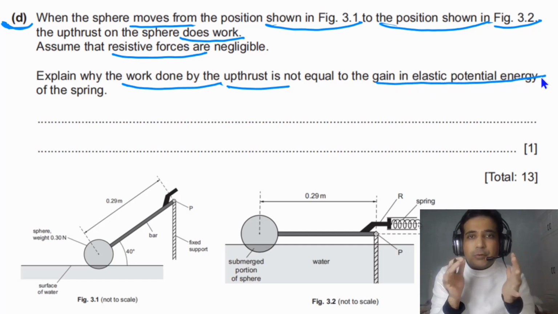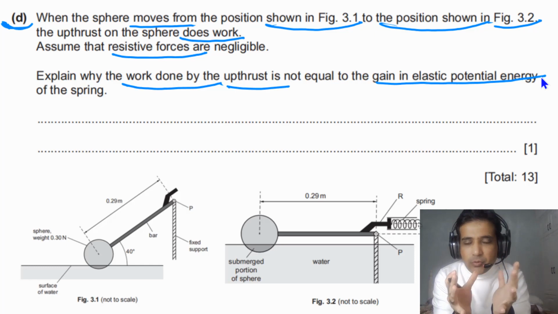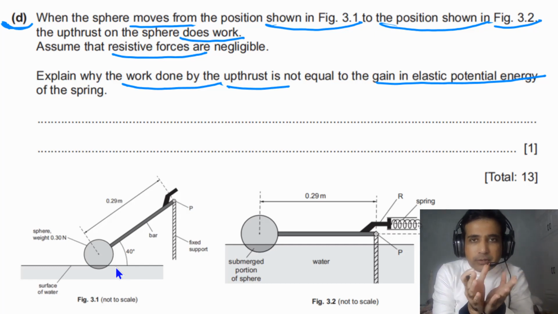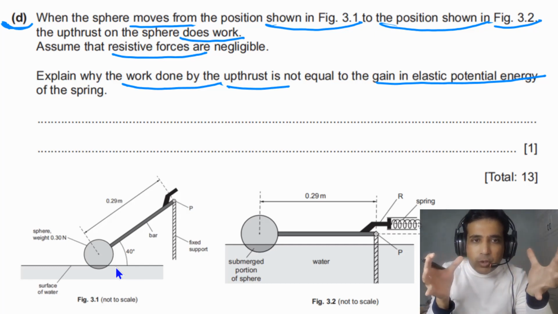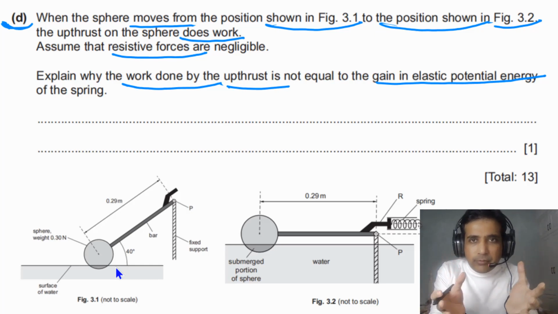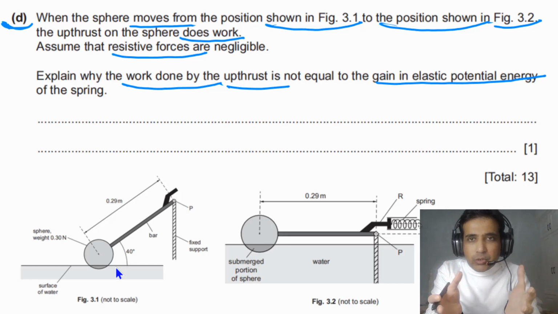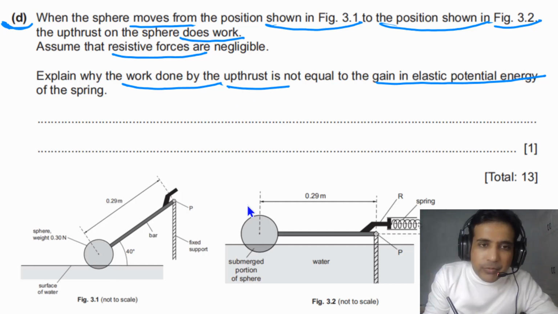So first of all, let's try to understand this scenario, this situation. First of all, the water level in this tank is low. As the water level in the tank is low, we add more water to the tank. As more water is added to the tank, the water level will rise. So in this case, upthrust will do work on the sphere and the sphere will rise. So when the sphere rises, the sphere will gain GPE.